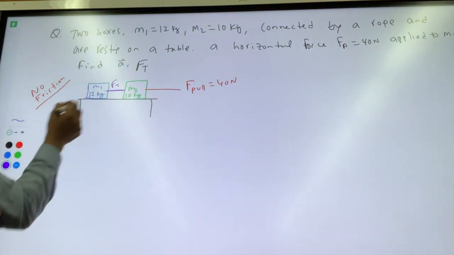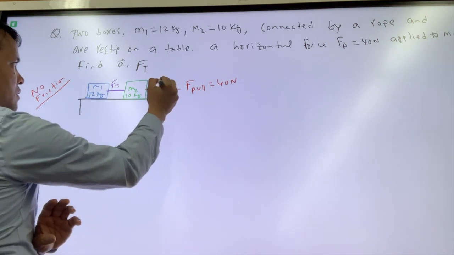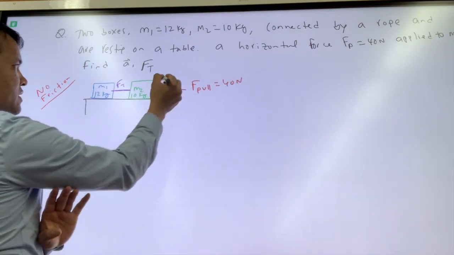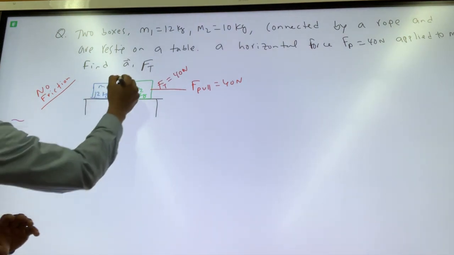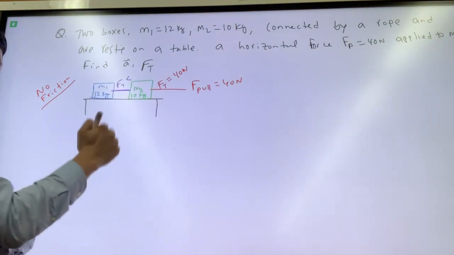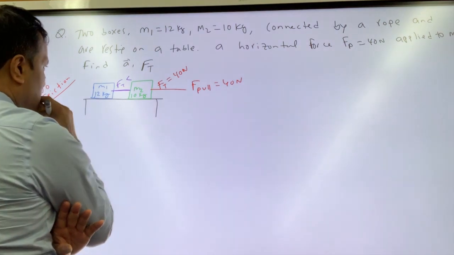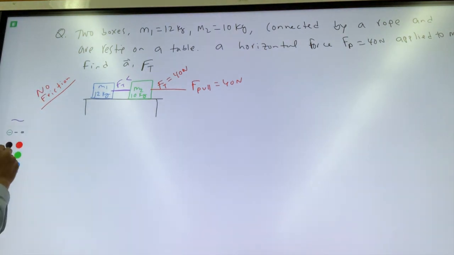The tension force over here and the tension force over here will not be the same. The force over here is equal to 40 Newton, but the tension force over here has to be less than 40 Newton, which we'll of course find out. So let's draw the force diagram first.